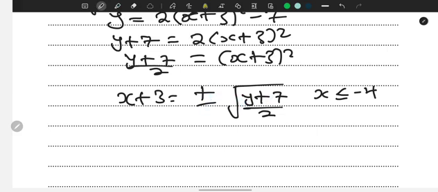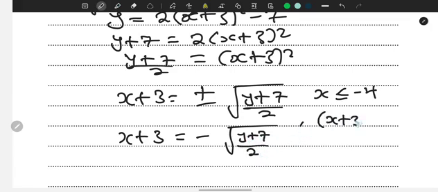So the only thing that will work for this is for you to consider the negative root of this. You cannot consider the positive, because from this it is assumed that x plus 3 must be negative based on the given domain. So we neglect the positive and consider the negative because of that condition. So x plus 3 is now minus the square root of (y plus 7) over 2. That is, x plus 3 must be negative at all times.